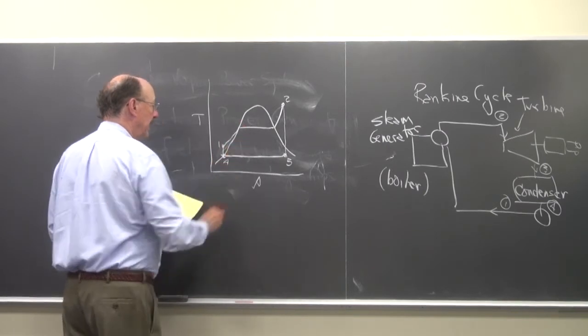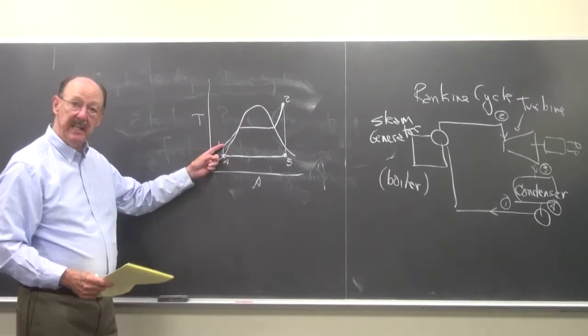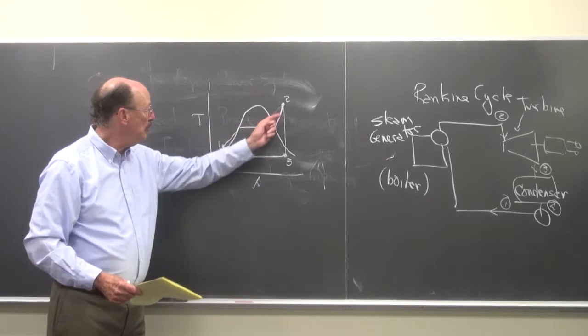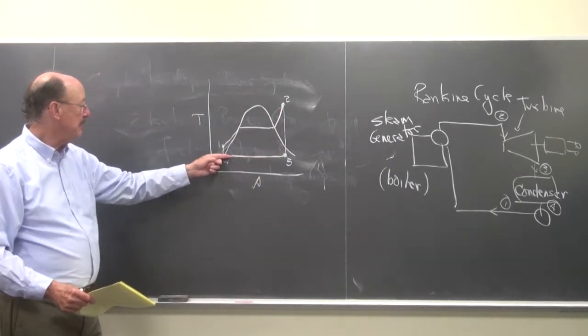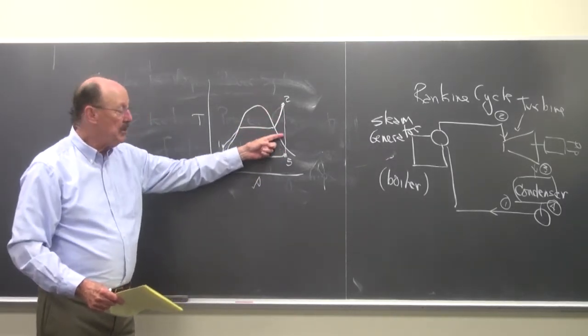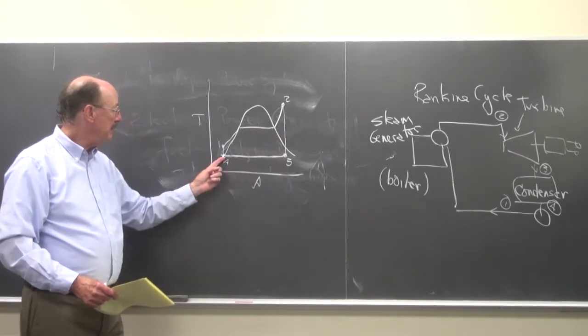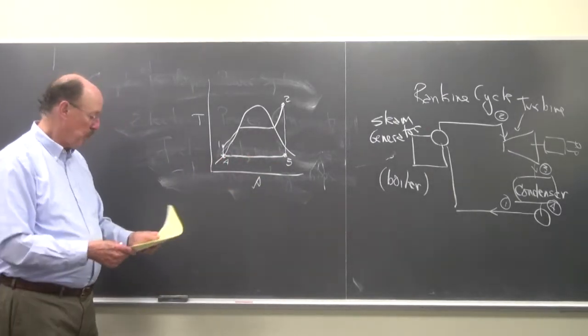And then we compress isentropically to state 1 in the pump, and then we have the heat added. So the heat is added from 1 to 2. We have the heat rejected from 3 to 4. We have the turbine work from 2 to 3, and we have the pump work from 4 to 1.